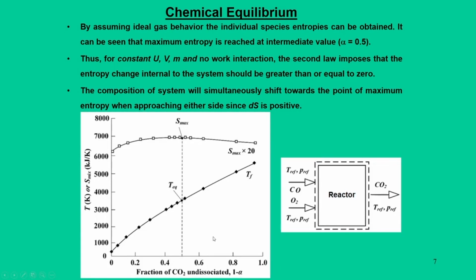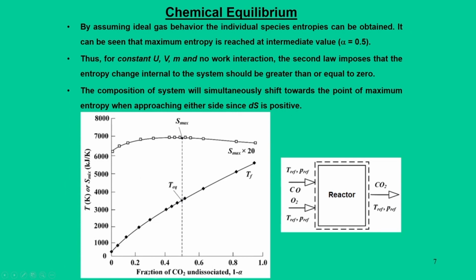Now, let us try to analyze these reactions in graphical form. If you look at this particular figure, it is plotted against the fraction of CO2 dissociated, that is 1 minus alpha, versus temperature and entropy of the mixture. When you look at these two graphs closely, we have some important points.